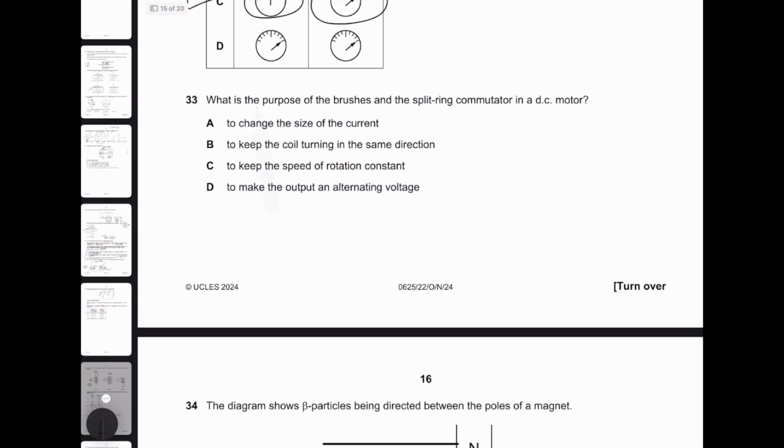What is the purpose of the brushes and the split-ring commutator? We know that it is used to ensure the continuous supply of current. After every half rotation, the direction of current changes. Why? To make sure that the coil keeps rotating in one direction. So the correct answer should be B.